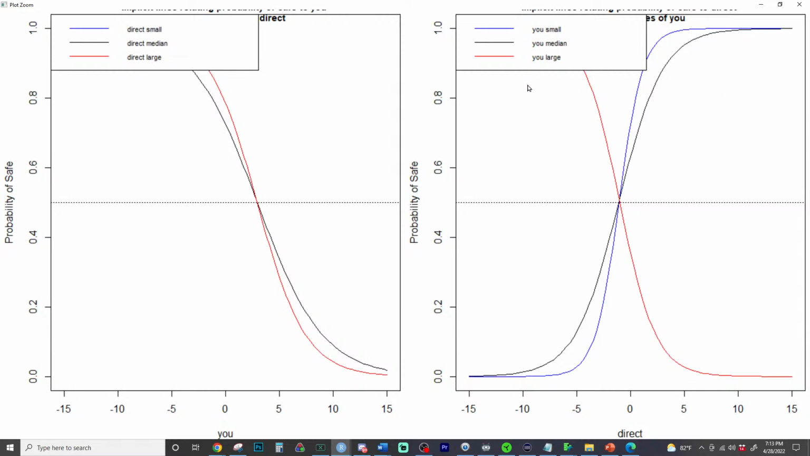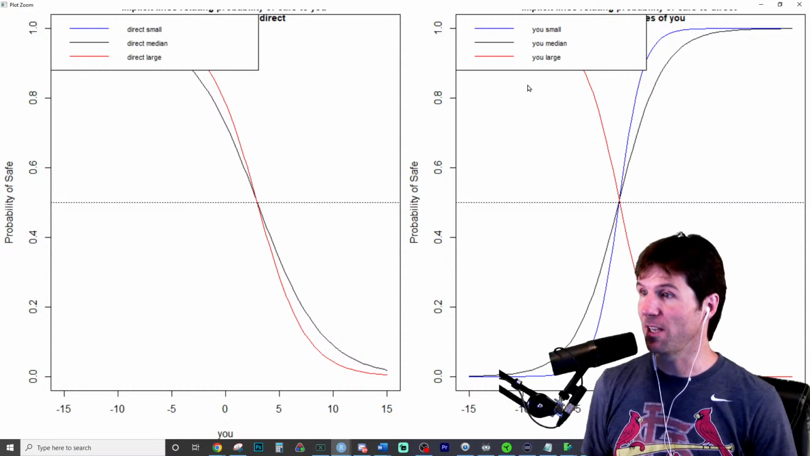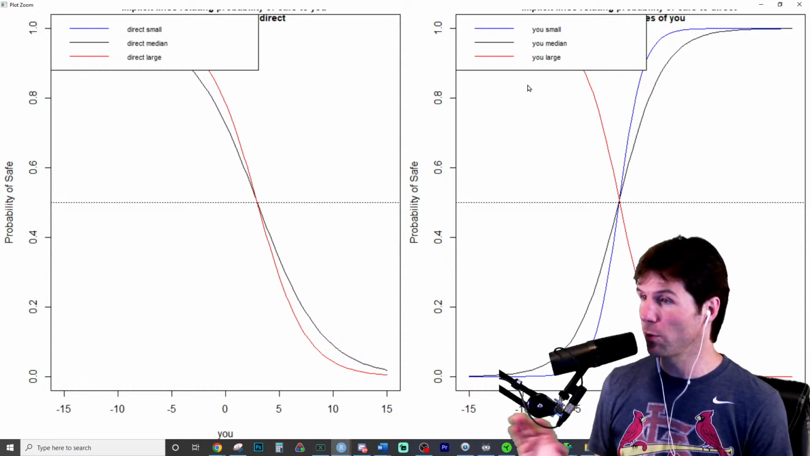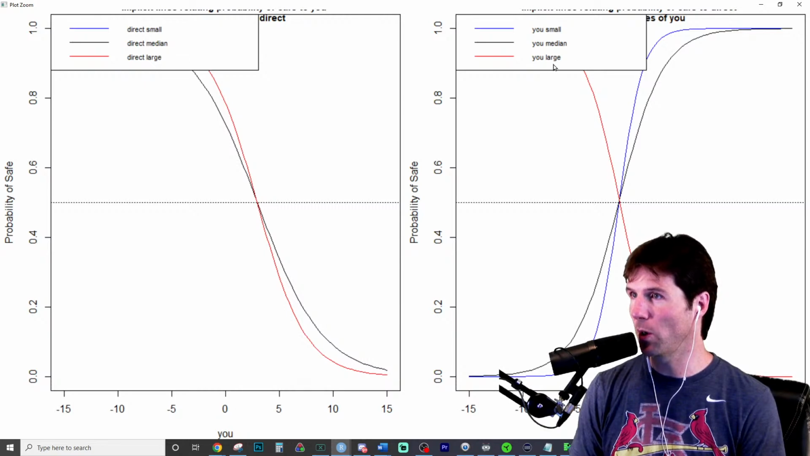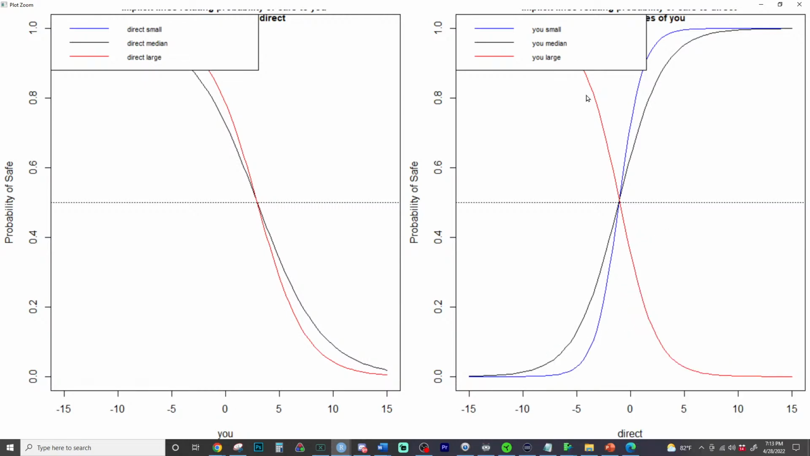Exactly. But in instances where U is said a whole bunch of times, like, you need to do this, you that, you that, you. Well, then if the email says you a whole bunch, then direct becomes a bad thing because direct is going to decrease the probability of safe. So if we say, is direct a good thing in an email? Well, that depends on the amount of you being said. If you is said 0 times, then direct actually makes it more likely to be safe.